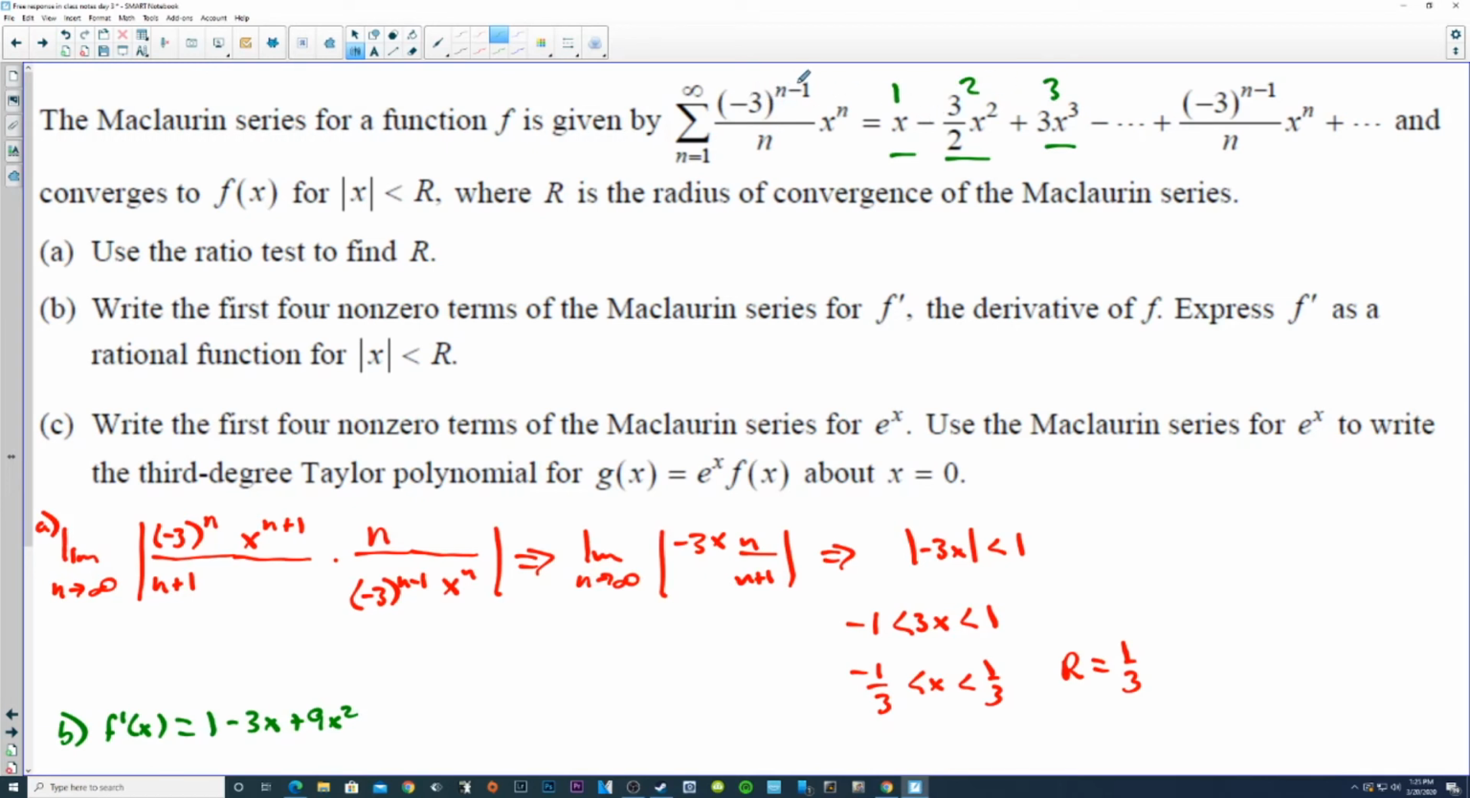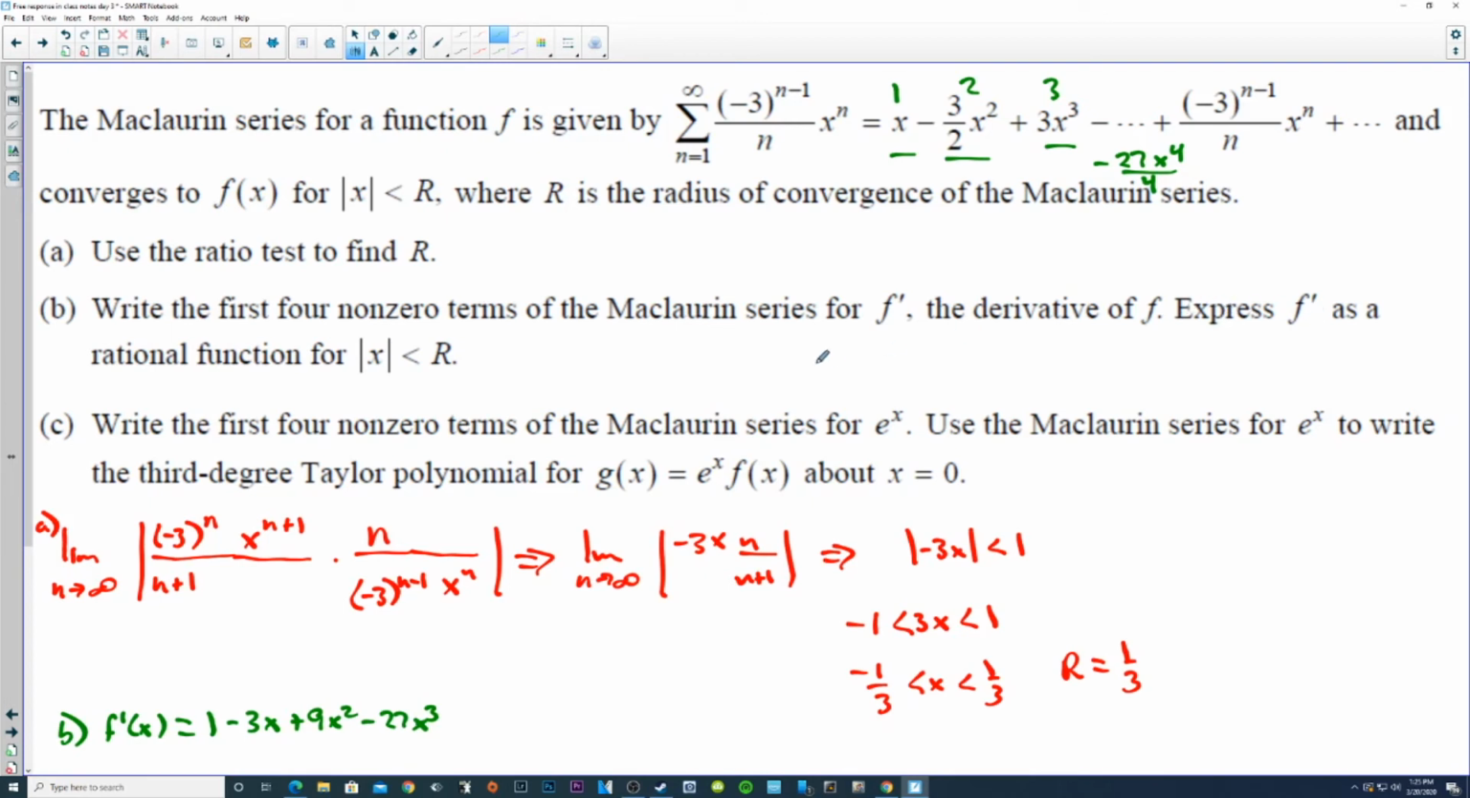So the derivative of the first term is 1, then minus 3x to the first, plus 9x squared. Let's see, we've plugged in 1 to this one, 2 to this one, 3 to get that one, and we have to plug 4 in. So 4 minus 1 is 3, so we're going to have minus 27 x to the 4th over 4. So that's going to give us minus 27 x to the 3rd when we take the derivative. So write the first 4 non-zeros, got that.